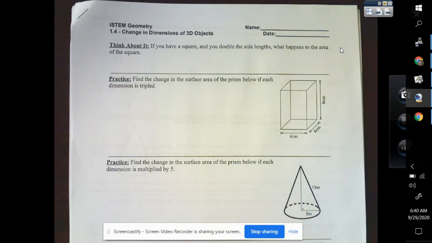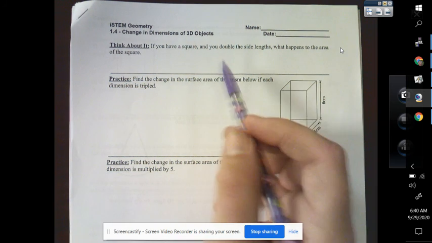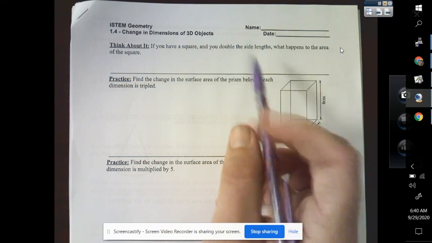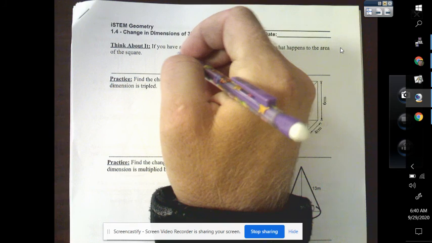Today we're going to take a look at 3D objects, but what happens if we change dimensions within them? So it's going to be a little bit of playing on numbers today, so it always just helps to try things out and see what works. Think about it. If you have a square and you double the side lengths, what happens to the area of the square? So let's just go ahead and, like I said, play with numbers.